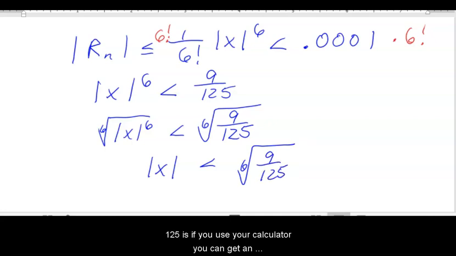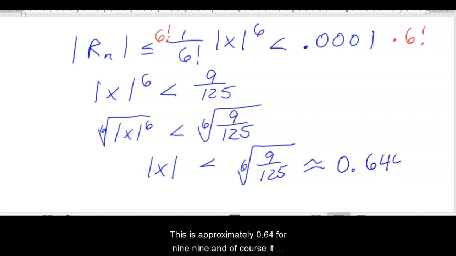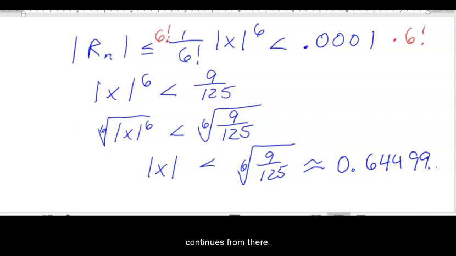If you use your calculator, you can get an estimate for that by raising it to the 1 divided by 6 power. That is equivalent to the sixth root. This is approximately 0.64499, and of course it continues from there. That means that as long as the value of x is within 0.64 of 0, then we will have that degree of accuracy.